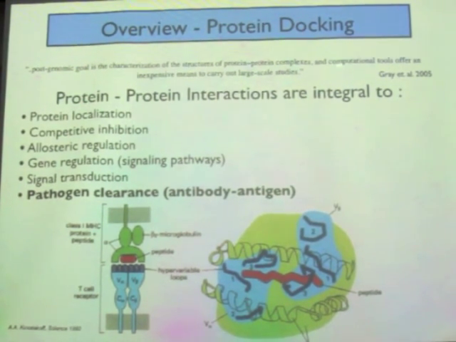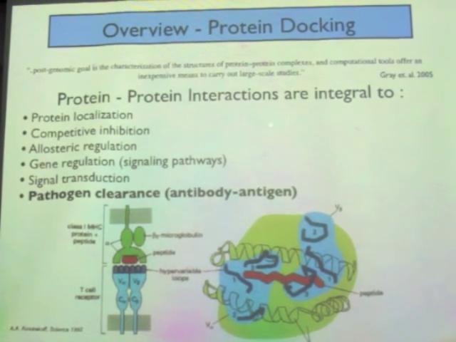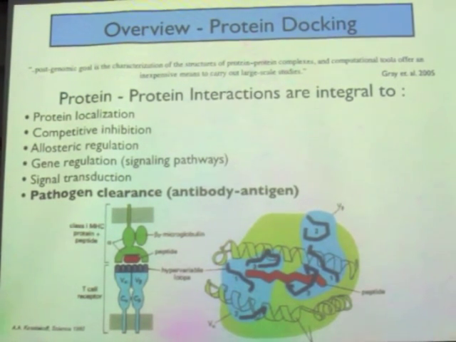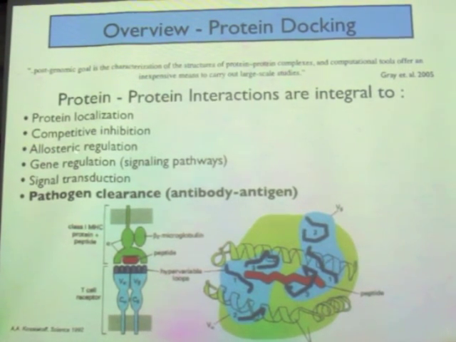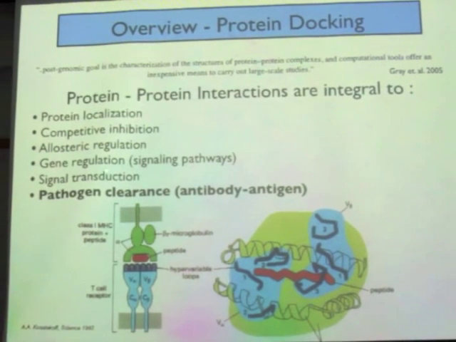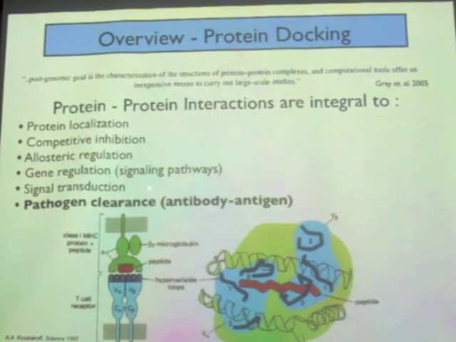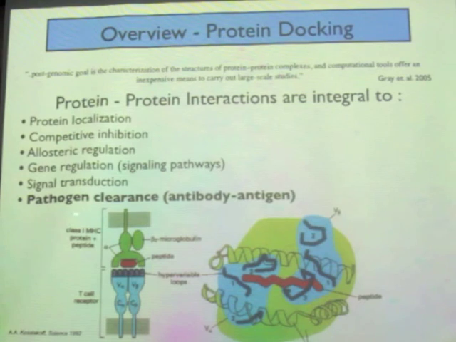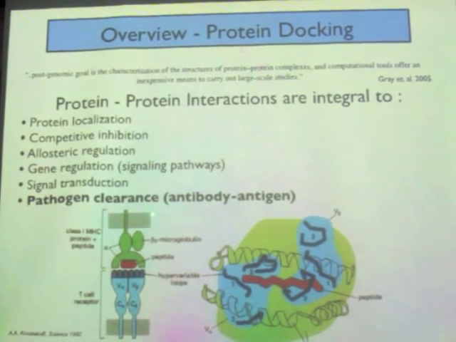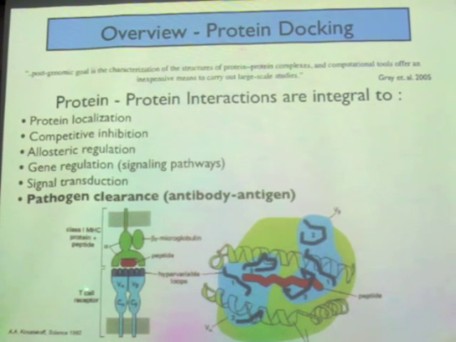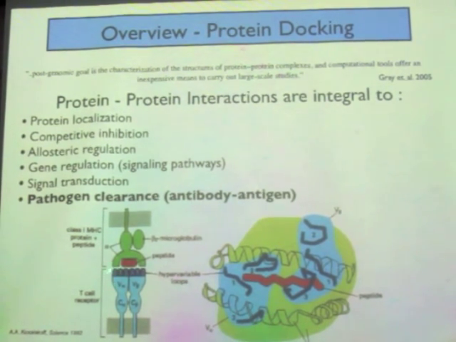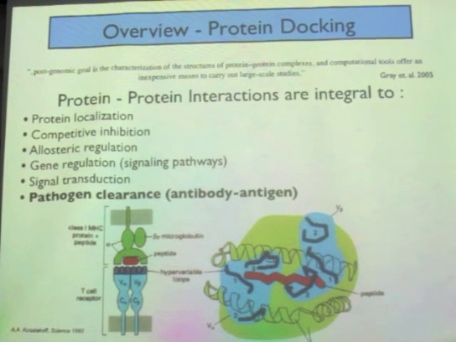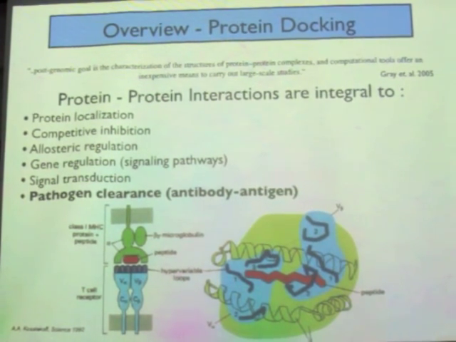Speaking to this crowd, I don't need to go over how important and vital protein interactions are in biology, but they're involved in such processes as protein localization, competitive inhibition, allosteric regulation, gene signaling and regulation, the vast signaling pathways you see on any given lecture, and the signal transduction that follows. And then, of course, what I'm most interested in and what we'll be going over is pathogen clearance, antibody-antigen interactions. In this case, I've shown that to turn on a T cell, we need protein interactions and peptide protein interactions, and this sort of stuff is done with Rosetta dock all the time.